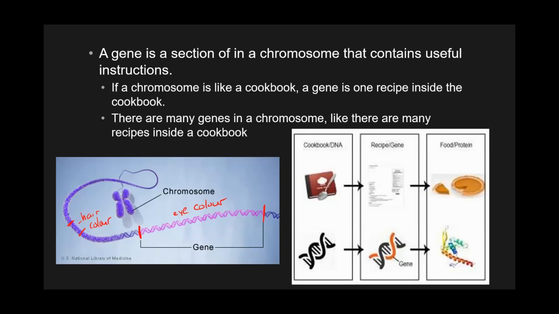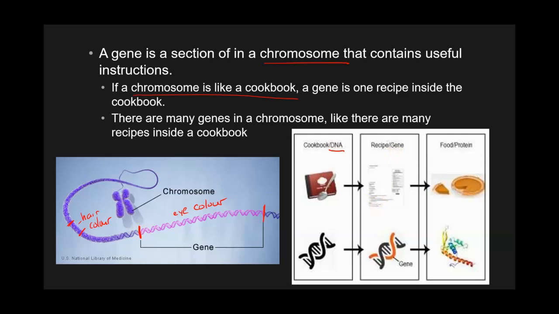Now, an analogy that's commonly used when we're talking about chromosomes is that a chromosome is like a cookbook. So you can see that in this one long strand of chromosome, you're going to have a bunch of different genes. So this is like one cookbook, and in this one cookbook, you're going to have a lot of different recipes, just like a normal cookbook. So if a cookbook is DNA, or a chromosome, then the individual genes, the individual sections, would be like recipes within the cookbook.